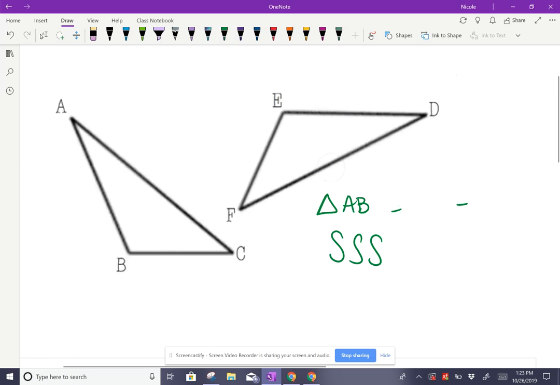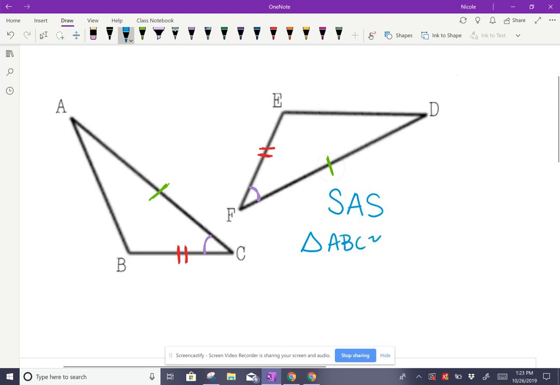Moving on to the next one, clear all this off. What about if I had AC congruent to FD, BC congruent to EF, and angle C congruent to angle F? Let's look at what I have. AC is a side, C is an angle, and BC is a side. So we call this side angle side, and this tells me that triangle ABC is congruent to triangle DEF. So side angle side, or SAS, is one of our shortcuts that we can use.